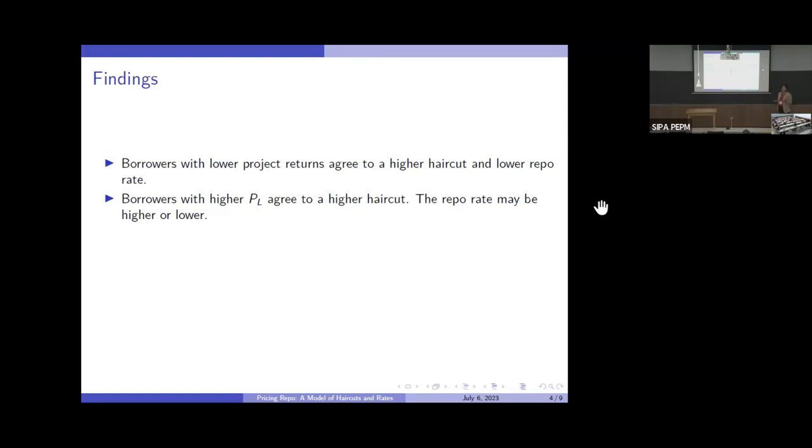Most of the time in the literature, most people think that if you have a higher haircut, you're going to have a lower interest rate. But he actually finds in his model that there are some settings where that might not be the case.